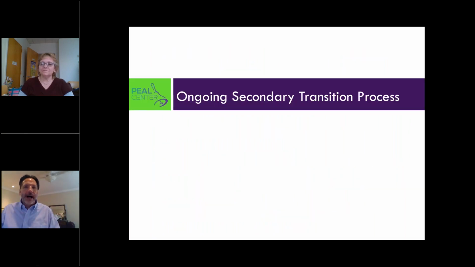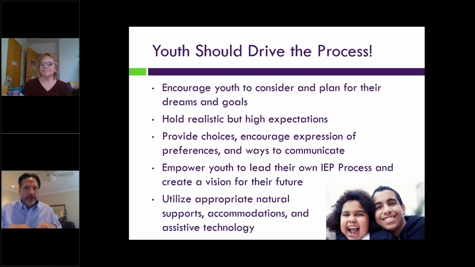So let's look at a few highlights from the last 7 sessions. We have tried to emphasize throughout all 7 sessions the importance of engaging the young person, so that student, that youth, that young adult in this process. And it's really starting by encouraging that youth to consider and plan their dreams, their goals, what they want for the future. Having them think about where they want to live, who they want to live with, what kind of competitive integrated job they would like to do, what they want to do in their free time.